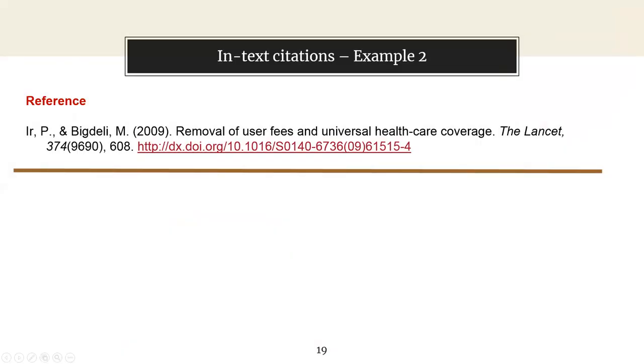In this case, we have another reference here. What are we going to use for our in-text citation? What's in our author field? Anybody? Well, your author field is coming. Go ahead. Wouldn't it be IRP Bigadelli? Well, IR is correct. The P is the first initial of this person's last name. So it'd be IR and Bigadelli.